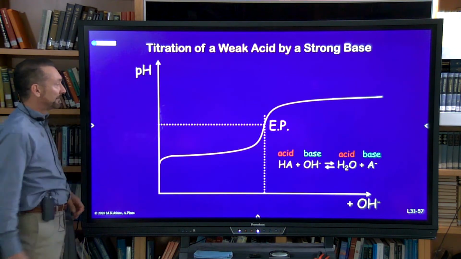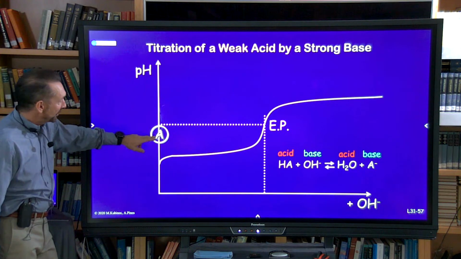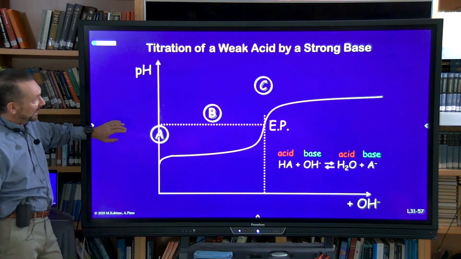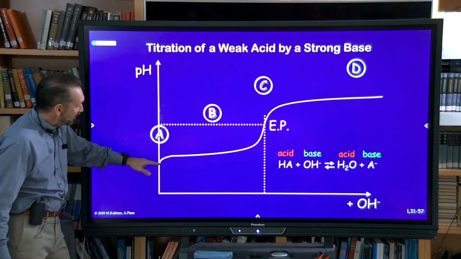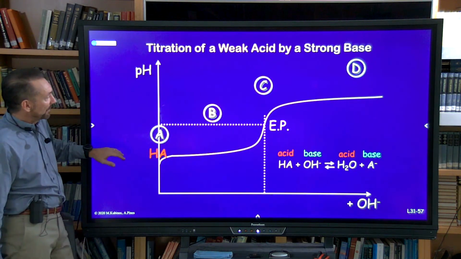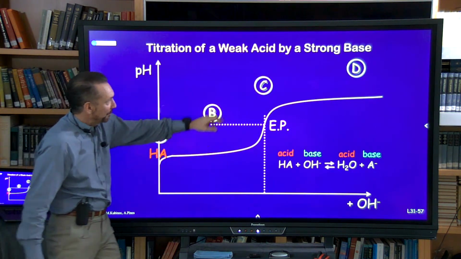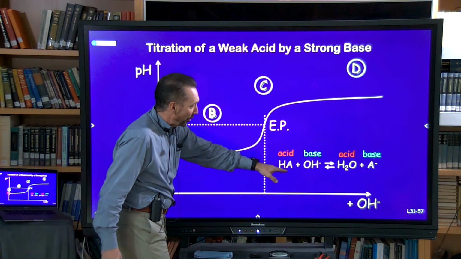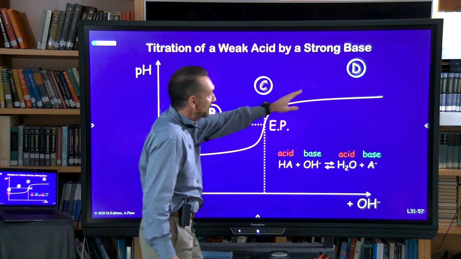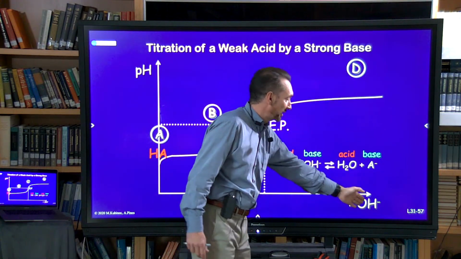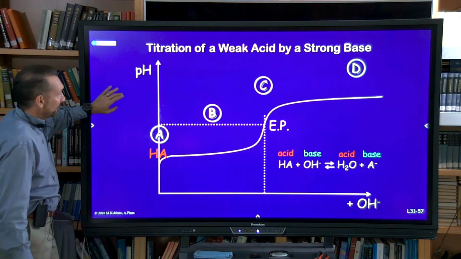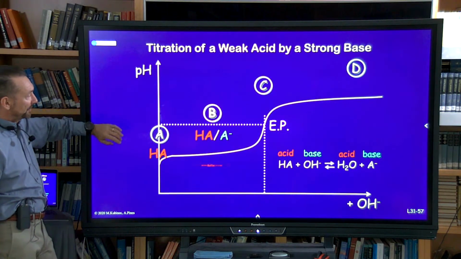So let's start at point A. At point A, well, we can talk about several points, A, B, C, D. At point A, we just have HA in solution. At point B, there's a mixture. At point C, we've added a mole of base for every mole of acid that we had. And then here at point D, we've overwhelmed it and we've added a lot of OH minus. Those are the basic points in our titration curve.